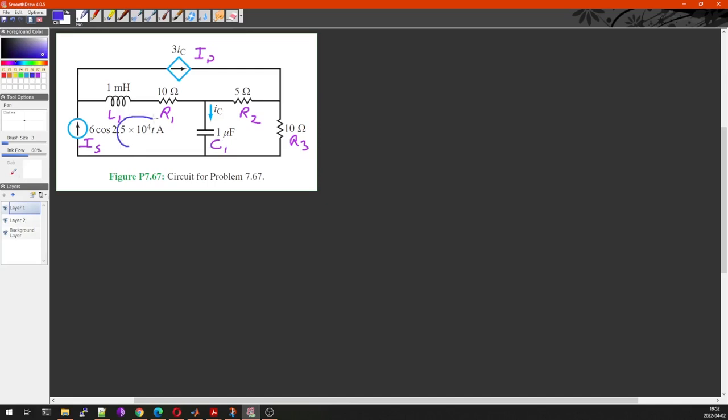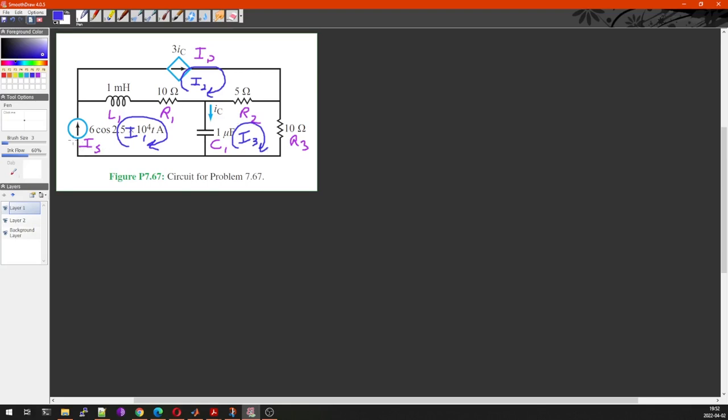We are also going to want to label our currents. So we have I1. I always start in the bottom left and label clockwise. I2 is up at the top, and I3 in the bottom right.